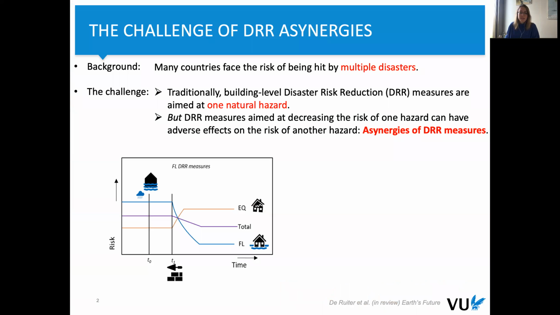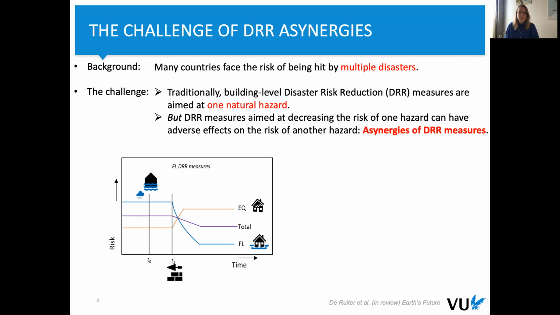Traditionally, building-level disaster risk reduction measures are aimed at a single natural hazard, despite the fact that in many countries, society faces the threat of multiple hazards. During its 2019 Global Platform, the UNDRR called upon the science community for an increased understanding of the complexities of multi-hazard risk. For example, building-level disaster risk reduction measures that aim to decrease the vulnerability to one hazard can actually have opposing or conflicting effects on the vulnerability to another hazard. We define those potential adverse effects of DRR measures as asynergies of DRR measures.